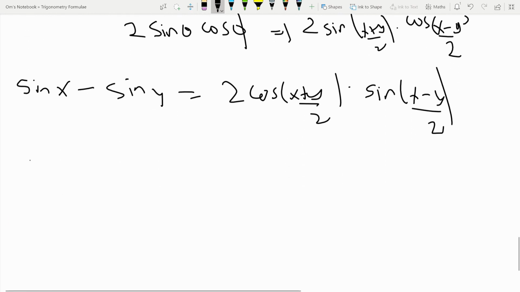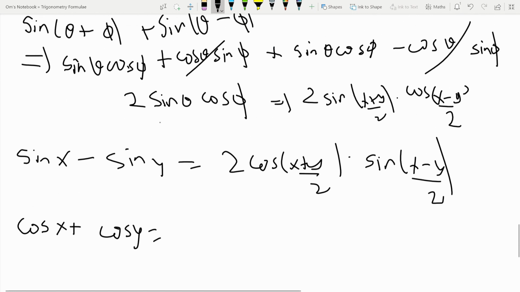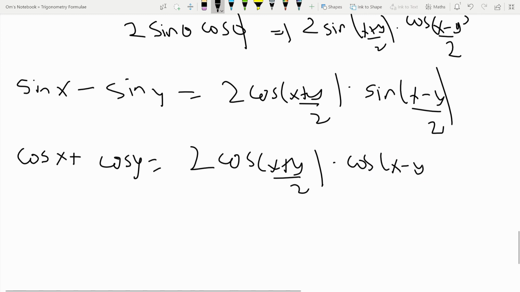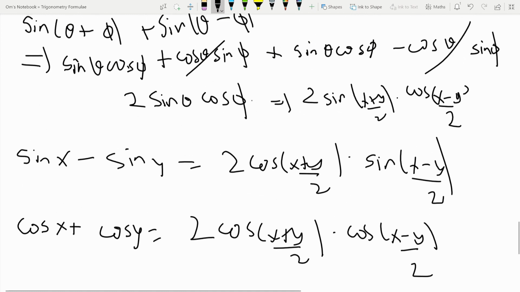Instead of this argument coming in the cos function, it has come in the sine function over here, and vice versa. So now we can also write something for cos x plus cos y. Again, you can do the substitution of cos of theta plus phi and cos of theta minus phi. And what you'll get in this case is 2 cos of (x plus y) by 2 into cos of (x minus y) by 2, because the other things get cut. The sine theta sine phi terms will get cut in the case of the cos formula.